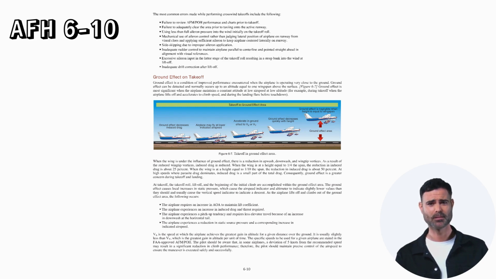At takeoff, the takeoff roll, liftoff, and the beginning of the initial climb are accomplished within the ground effect area. The ground effect causes local increases in static pressure, which cause the airspeed indicator and altimeter to indicate slightly lower values than they should and usually cause the vertical speed indicator to indicate a descent. As the airplane lifts off and climbs out of the ground effect area, the following occurs.